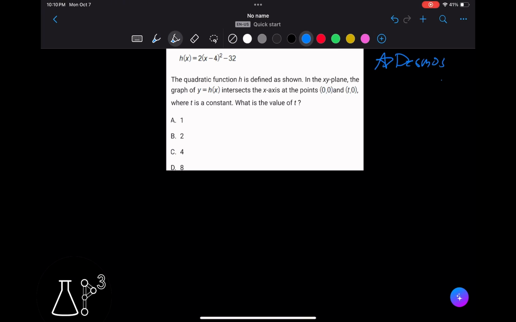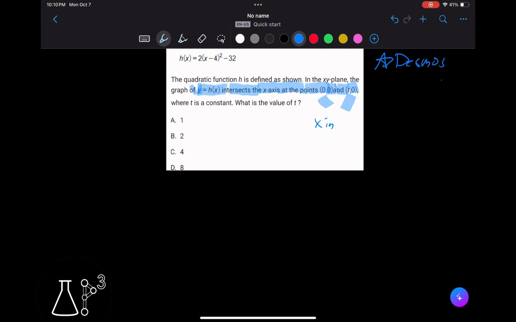So we're given an equation, and we're given that y equals h of x intersects the x-axis at the points 0, 0, and t, 0. Notice how 0, 0, and t, 0 have y equaling 0. Therefore, these two are both x-intercepts because y equals 0. And t is a constant. So what is the value of t?